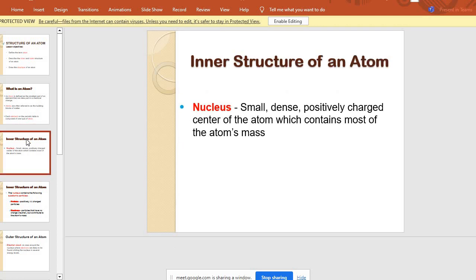So what about the inner structure of an atom? When we talk about the inner structure of an atom, we mean the center of the atom. What is contained at the center of the atom? We find something we call a nucleus. A nucleus is a small, dense, and positively charged center of an atom which contains most of the atom's mass. And we usually say it's positively charged because it contains neutrons and protons, and neutrons have no charge. So the charge of the protons takes it.